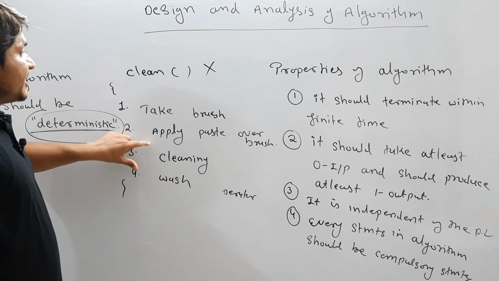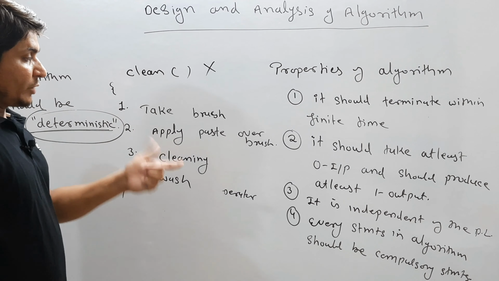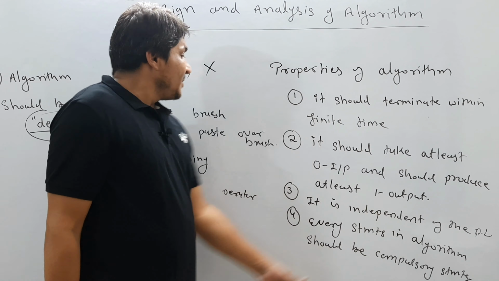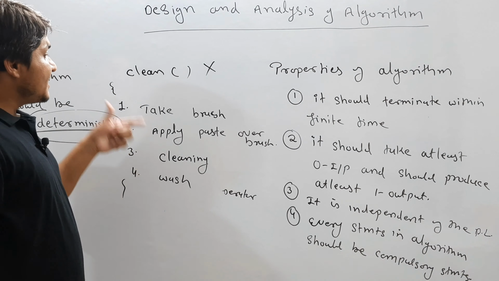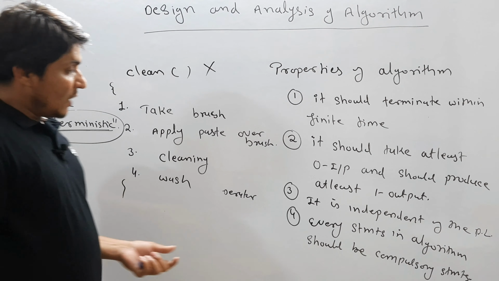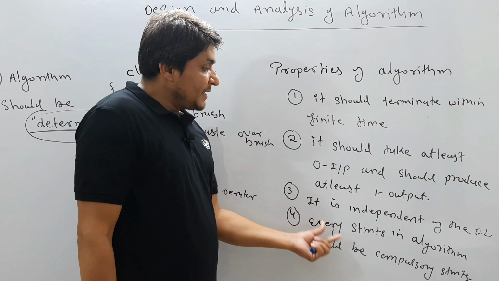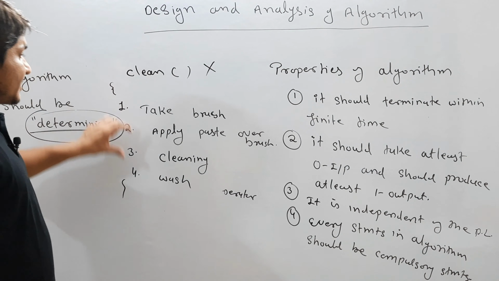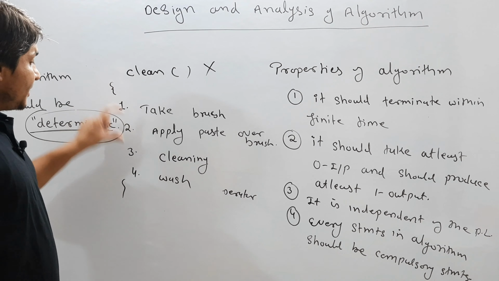What output is it producing? It is producing some cleaning task, okay. Now, what about the third property? It is independent of the programming language. Means I haven't used any programming language. I have simply written only English statements. Now, what about the fourth property? Every statement in the algorithm should be a compulsory statement. So if you see this algorithm, there is no unnecessary statement in this algorithm.